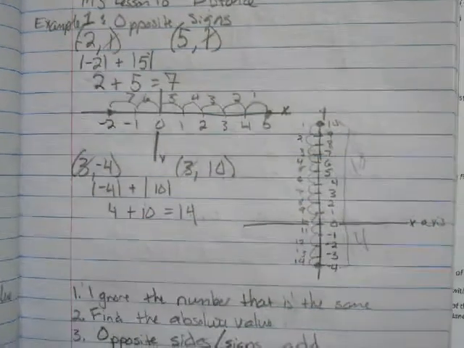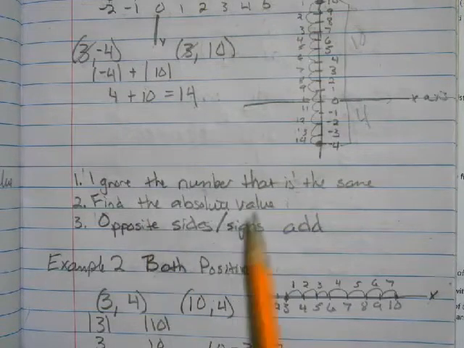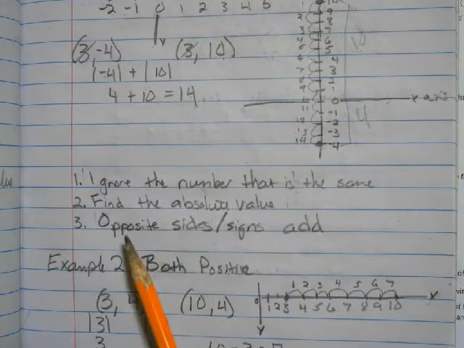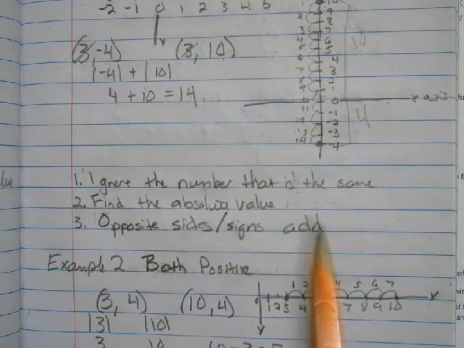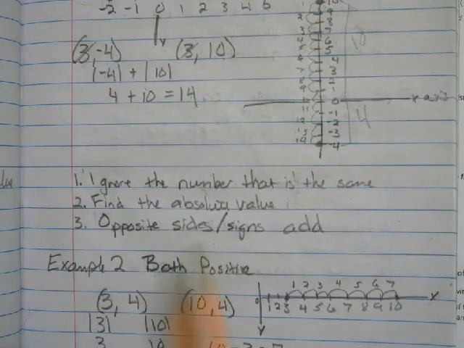So the steps that you take when you have opposite signs that you're finding the distance between: first you ignore the number that's the same, you find the absolute value, and then with the opposite signs, you add them together. So my -4 and 10 had the opposite sign, so I added them together. Again, they're also opposite sides, so that may help too.